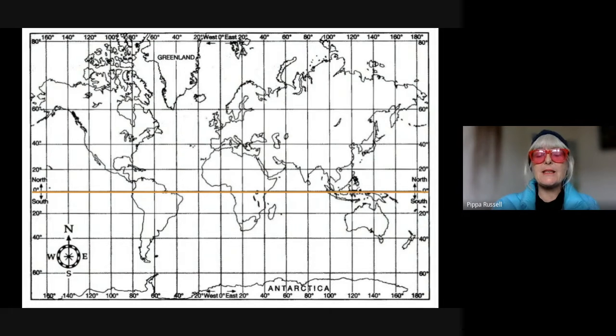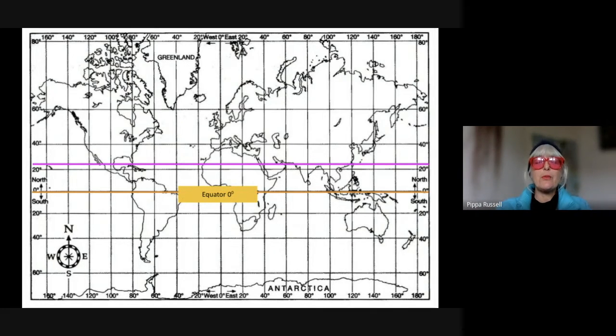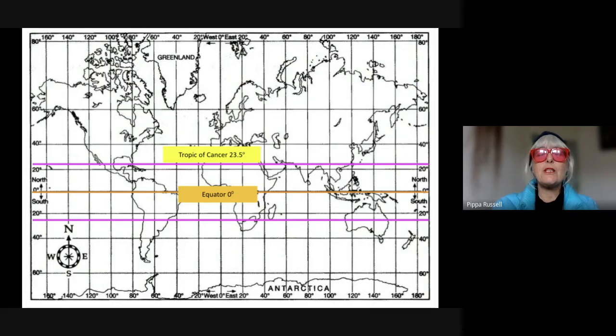Now, the next line that we're going to look at is the line that's 23.5 degrees approximately, and I've rounded that off north, and that is the Tropic of Cancer. Now, because we're on a sphere or globe, we're going to look at the mirror of that in the south and 23.5 degrees, and we have the Tropic of Capricorn.